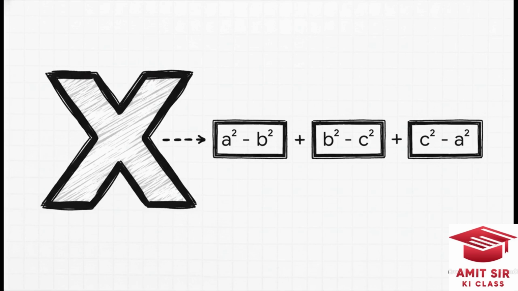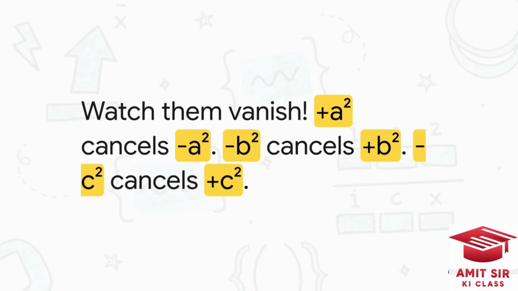We get a squared minus b squared plus b squared minus c squared plus c squared minus a squared. It's just one long chain of powers now. And here it is. This is the magic moment. You have to see this. Look closely at that chain of exponents.